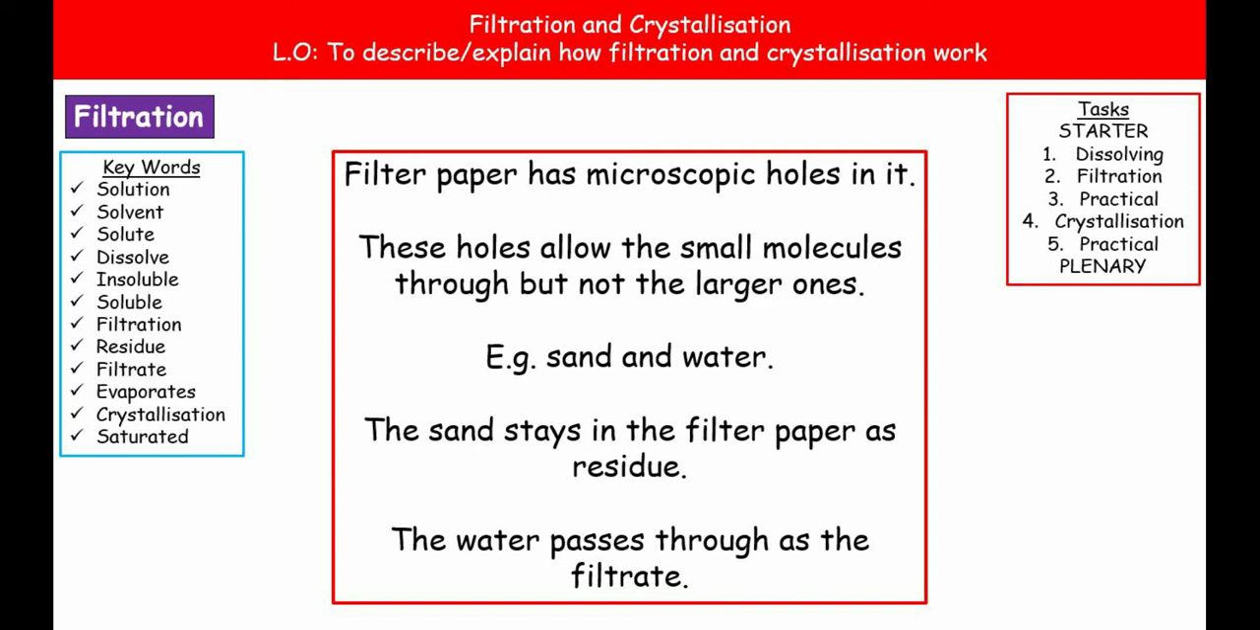And then the water is going to be small enough to pass through the microscopic holes, and it goes down into your conical flask as the filtrate. So those are two keywords you need to know: residue, the bit left in the filter paper, and filtrate, the bit that goes through the filter paper and ends up in your collection vessel.